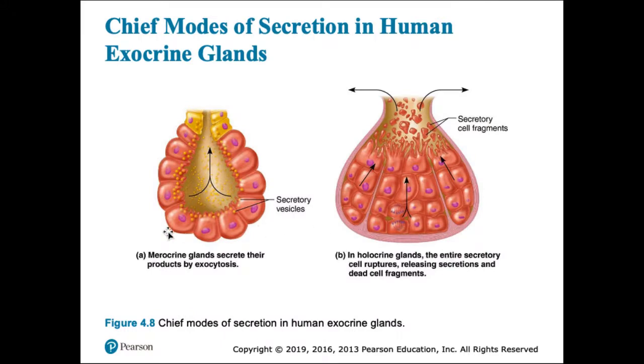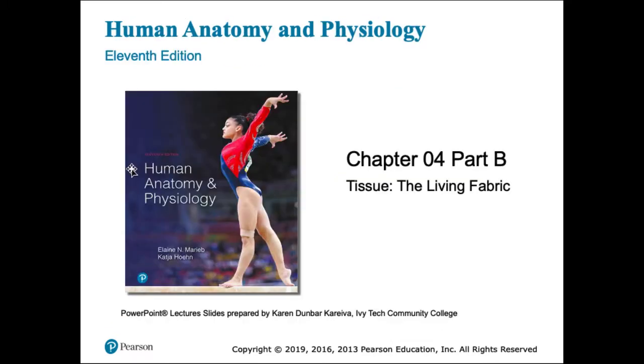And so the mode of secretion. The merocrine glands secrete by exocytosis. So basically they just produce that, it fills that sac, and it moves on out. Whereas in holocrine glands, the entire secretory cell ruptures and releases the secretion through those dead fragments. So you can see there are different ways in which that can be excreted.